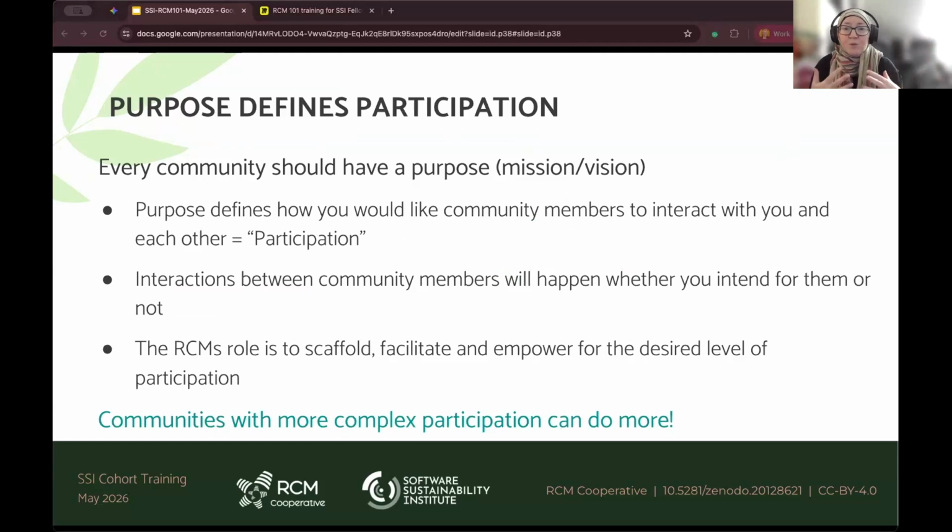So what we think of as the job of the research community manager, or the person who is doing the community management work, or people, if it's distributed, their role really is to scaffold and facilitate and empower for this desired level of participation. So remember, participation is linked to the vision, what you want to get done in your community.